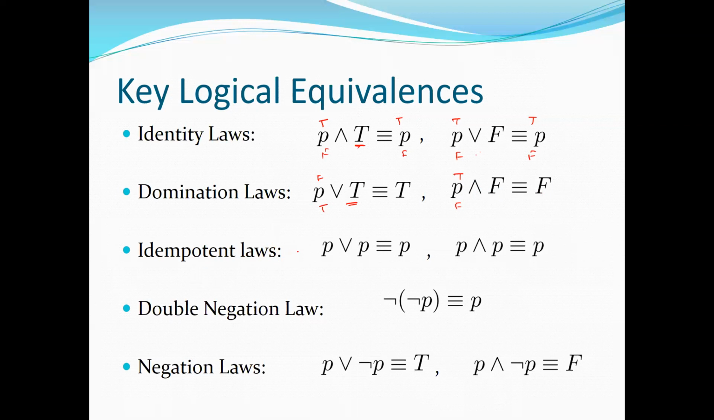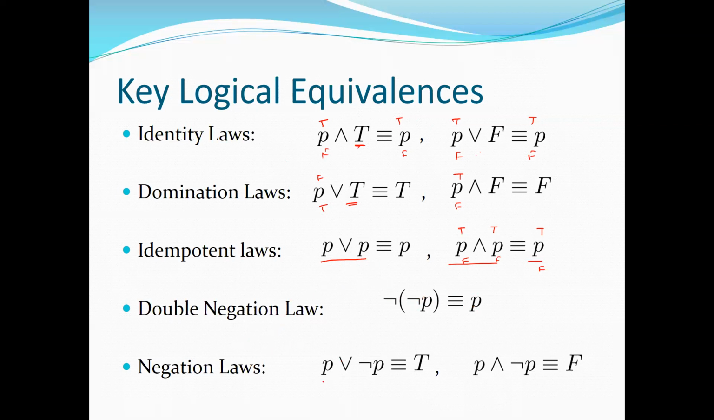Idempotent law. The idempotent law says if you take the OR of the same two propositions, you will get the same result. If you AND two same propositions, you will get the same result. You can prove it for any value. If P is true, then it is true on both sides, so true and true will result in true, that is again P. If P is false and you AND it with P, that is again false, you will get the false result, that is again P. So, double negation law. The double negation law says if you have a negation of a negation of P, the negations will cancel out, and it will result in P.